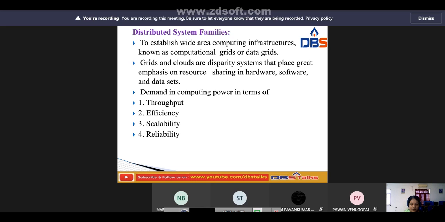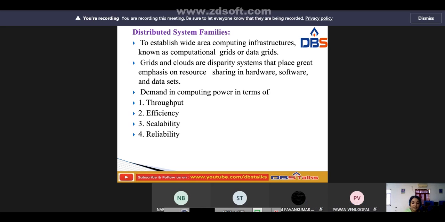Next, adaptation in programming model. It measures the ability to support millions of job requests over massive data sets. Next is flexibility. What is meant by flexibility? Flexibility in application development measures the ability of distributed systems to run well in both HPC and HTC applications. So these are the different types of demands of the distributed system families.